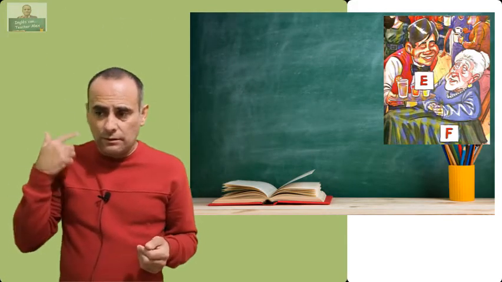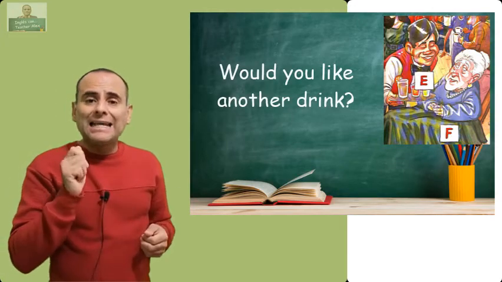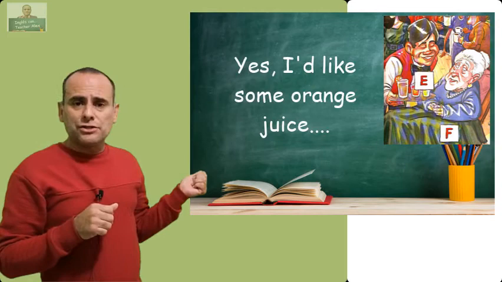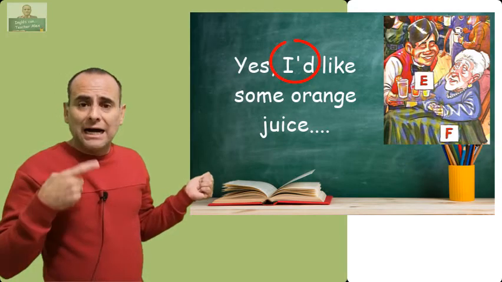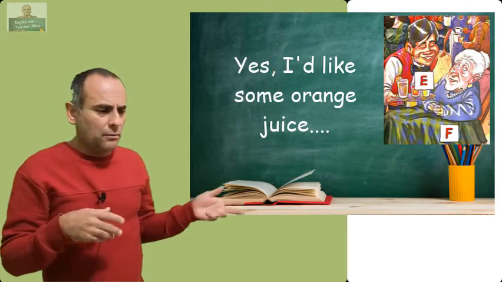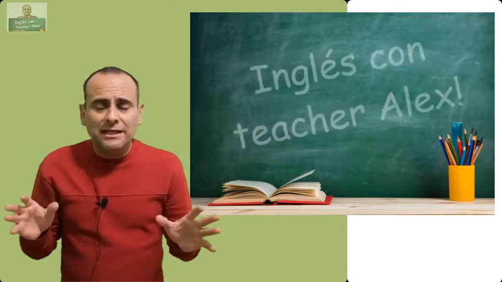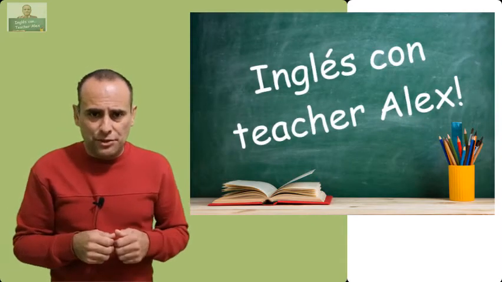The lady couldn't hear him very well. What? Would you like another drink? Yes. I'd like. I'd is a contraction of I would. I'd like some orange juice. He wanted to know whether she wanted it with ice or not. With ice? No thanks. And that was pretty much it. That was conversation number 3.